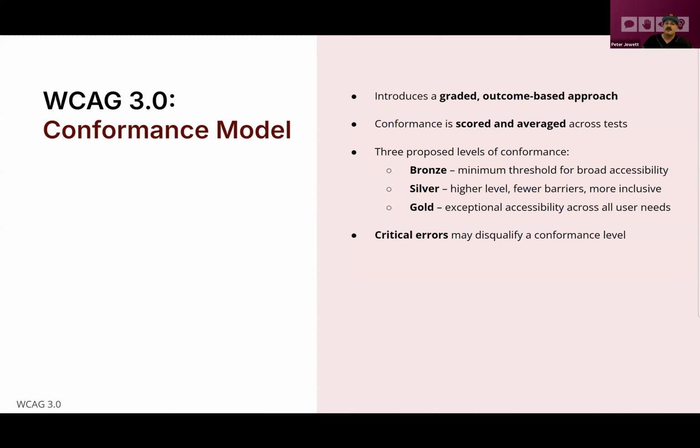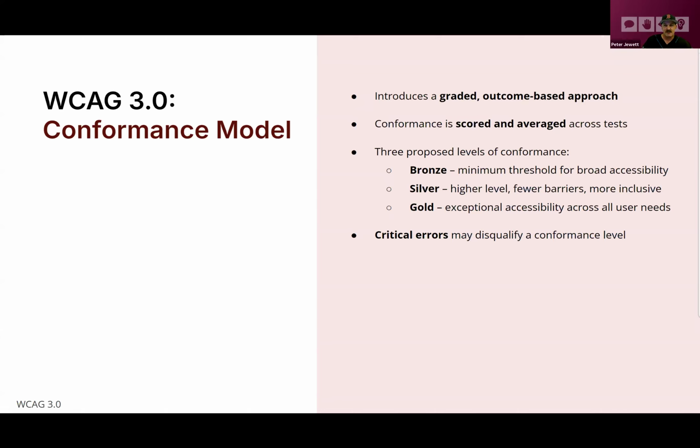The WCAG 3.0 conformance model. So there's a new conformance model proposed with 3 levels: bronze, silver, and gold. And these levels are designed to reflect a more realistic and scalable view of accessibility. Organizations will receive scores on how they meet the outcomes for each guideline. These scores are averaged, and if a certain threshold is reached, they can claim conformance at the appropriate level.